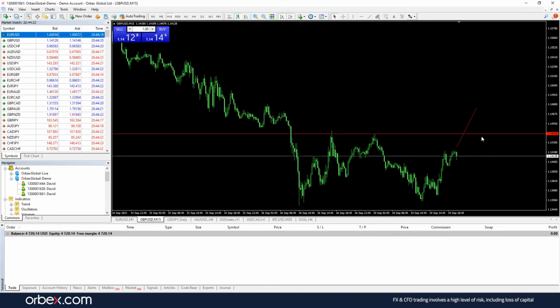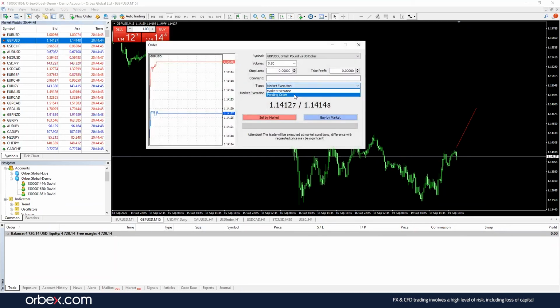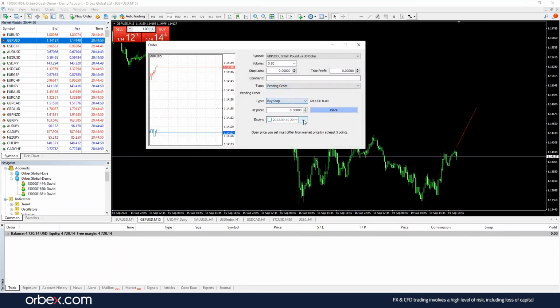So because I'm going to be away from my PC, I'm going to put in a pending order. And the buy stop means that once the price hits here, I expect the price to keep on moving higher and it's going to open the order for me automatically. So roughly 1.1441. Let's get rid of this so it's a bit easier to see. I'm going to put in here. So this is the pound dollar chart. So pending order, buy stop.